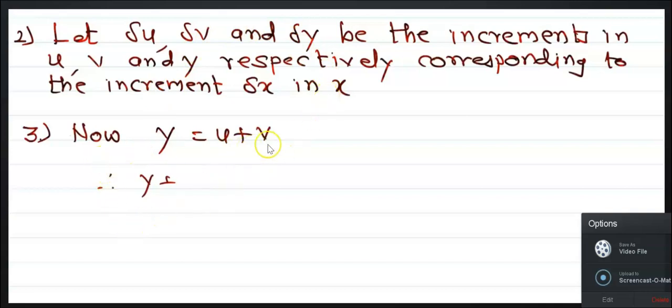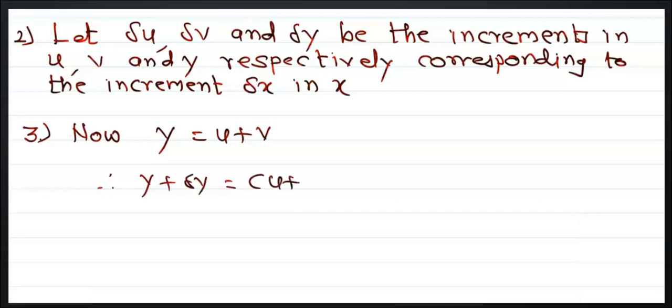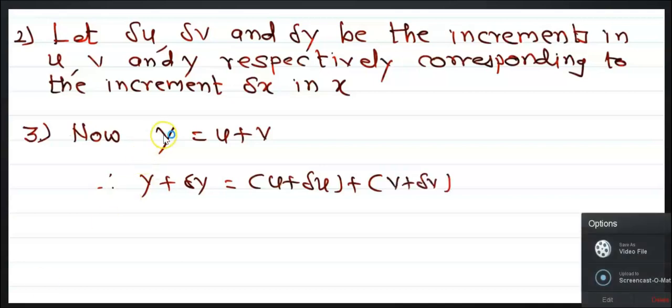Now next, y is equal to u plus v. Therefore, there is a small change in y. म्हणजे y मध्ये जर थोडा बदल झाला, y plus delta y. At the same time, u आणि v मध्ये देखील थोडा बदल होणार आहे. Therefore, y plus delta y can be written as u plus delta u plus v plus delta v.